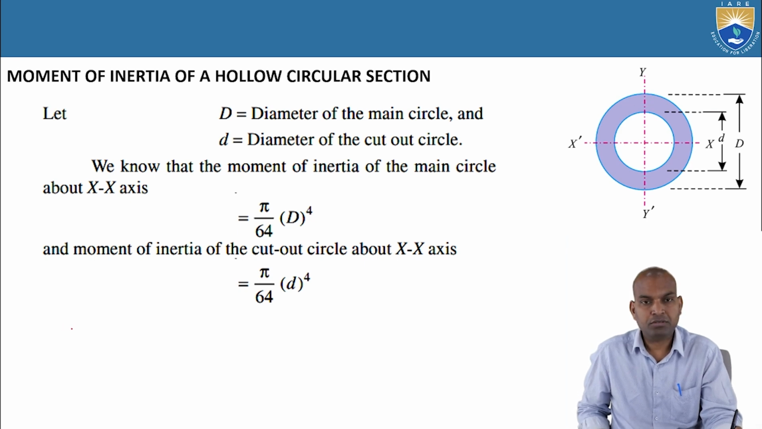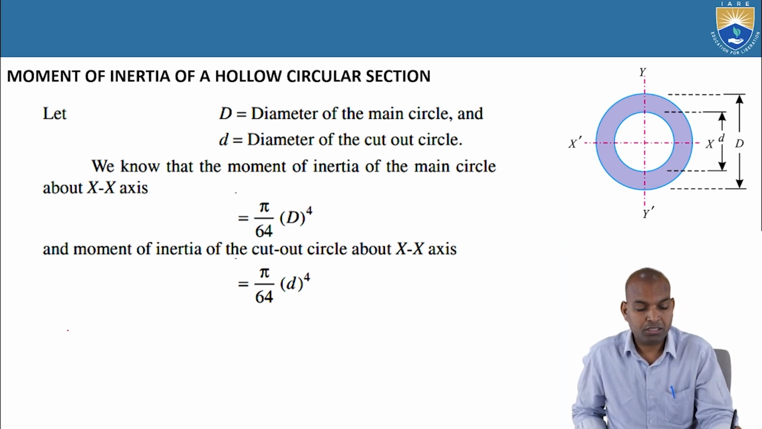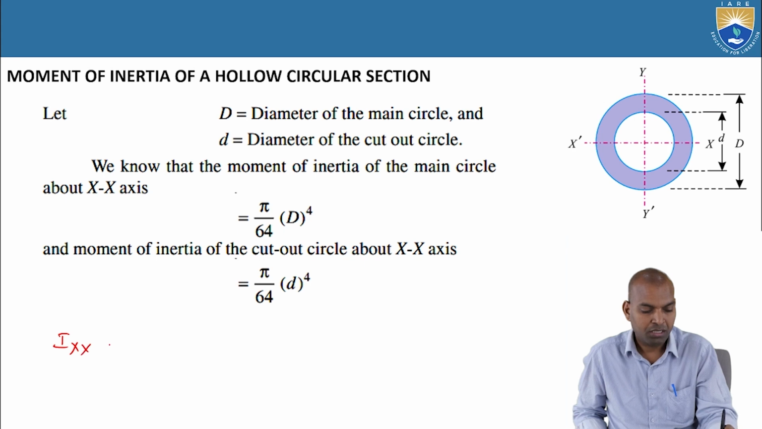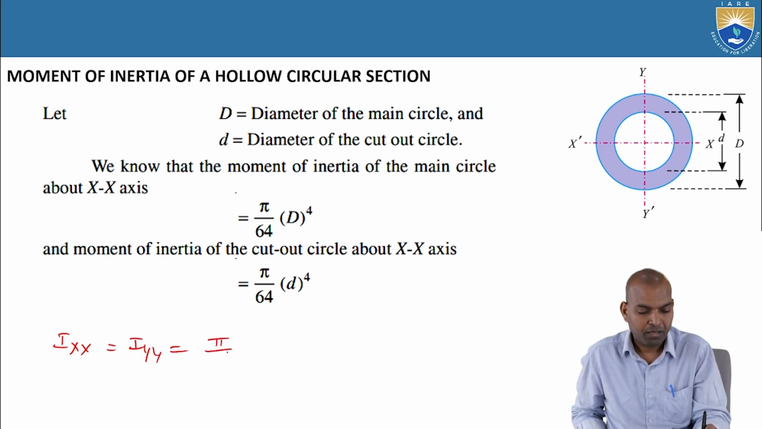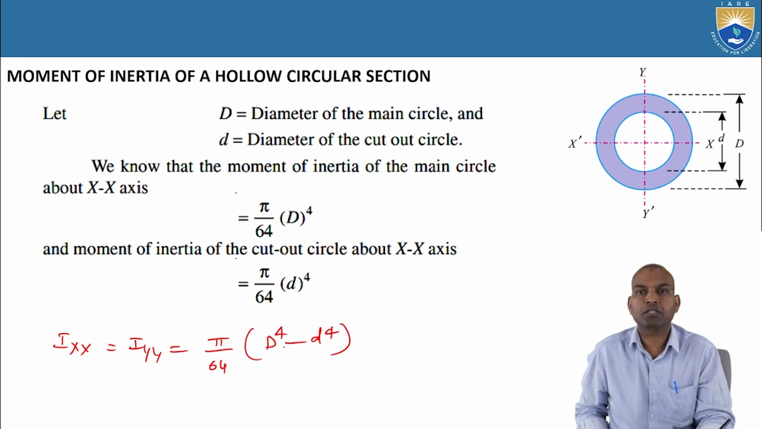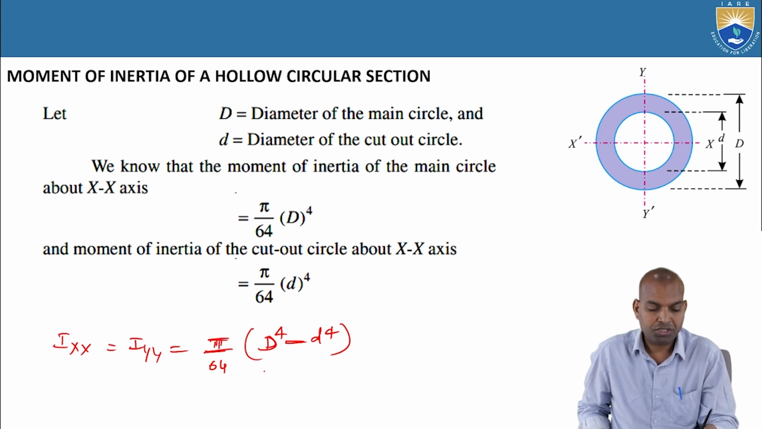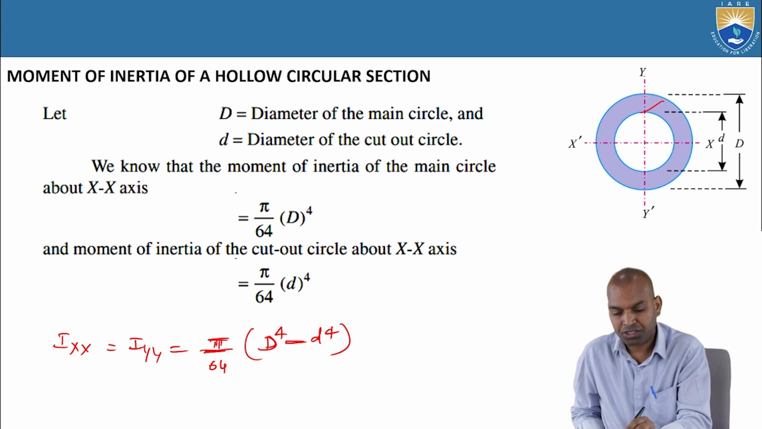And if you want to find the moment of inertia of the hollow circular section, the outer diameter is capital D and the inner diameter is small d. For such sections, Ixx equals Iyy, which is equal to pi by 64 times capital D power 4 minus small d power 4, where capital D is the diameter of the outer circle and small d is the diameter of the inner circle. Now this is the moment of inertia of the hatched section. This is not a hollow circular section like a circular pipe.